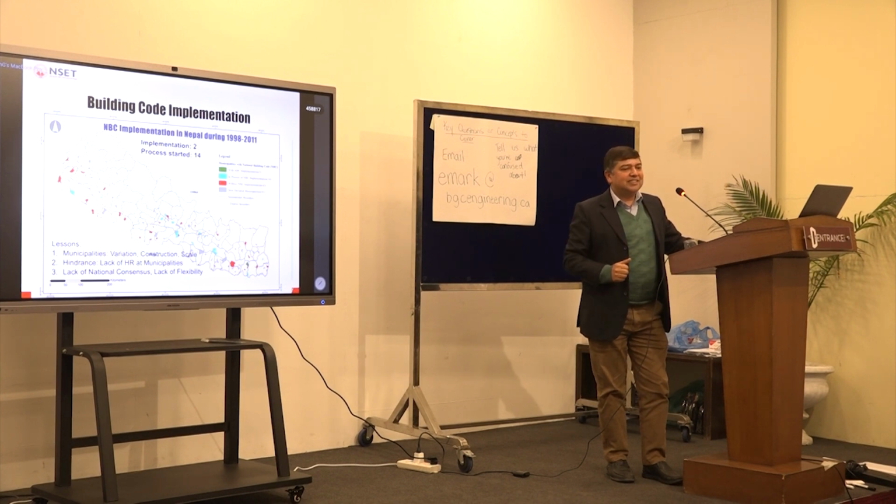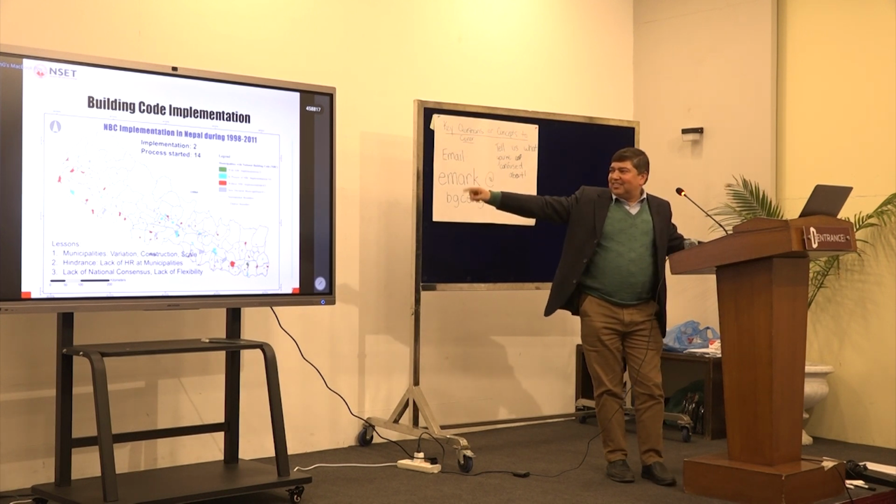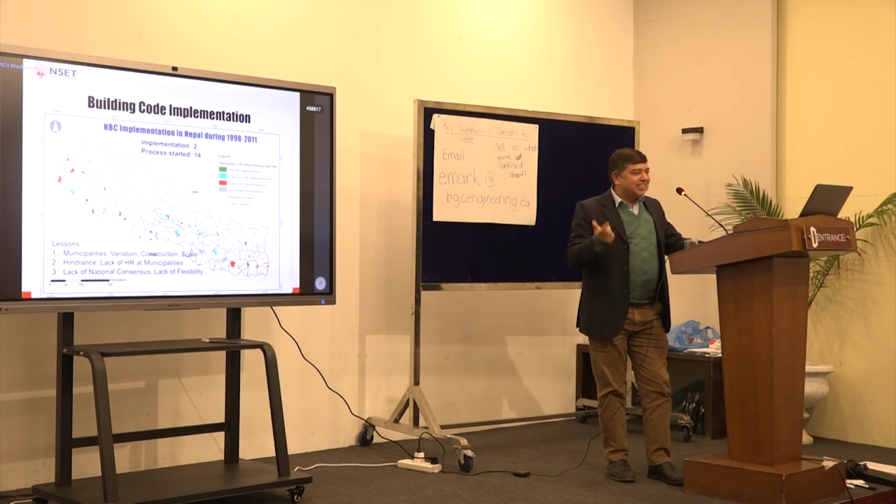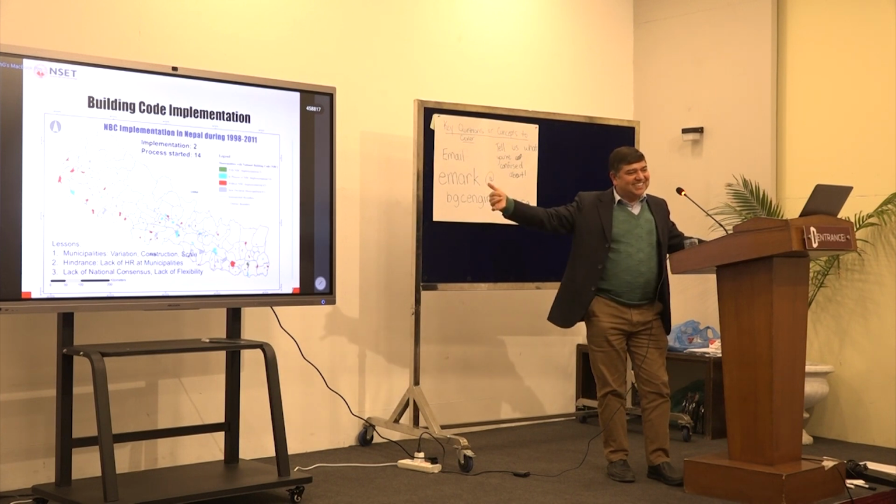NSET was working in this field, but even up to 2011, despite several tries and support to the cities, this was the situation. All these cities are the urban municipalities at that time in Nepal. You can see only 2 cities implementing the code, 14 others in the process but still not implemented, and many others had not even started implementing the code. The code was formulated in 1994, which means 17 years, and after 17 years, this was the situation.